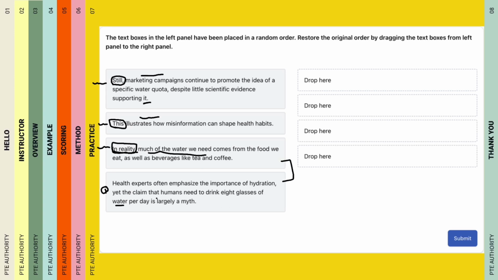Because the author here says that the claim that humans need to drink 8 glasses of water per day is largely a myth, and in reality much of the water that we need comes from beverages like tea or coffee. So that is a contrasting statement, and these 2 will fit together. So in that case, this should be number 2.